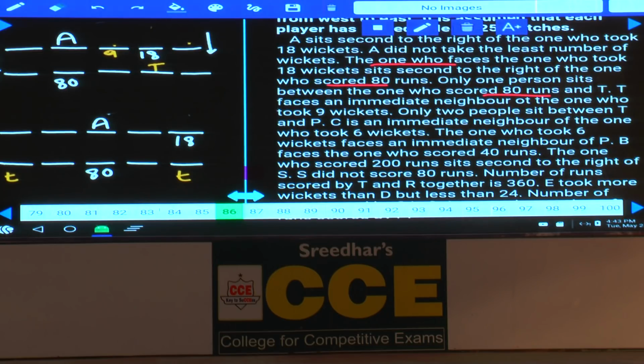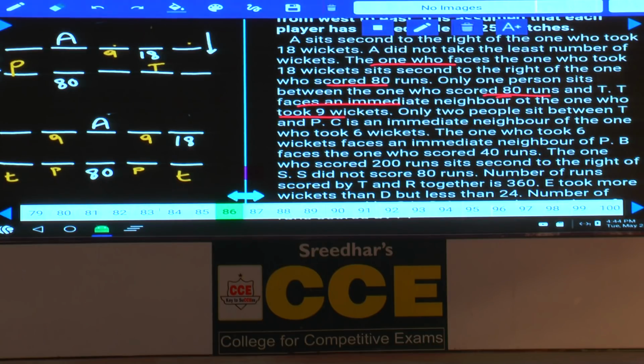Again coming to this one, now this T faces an immediate neighbor of the one who took 9 wickets. Now T faces the 1, hence 9 can be here. That is one possibility. Or if T is here, 9 can be here. There are different possibilities. And next one, only 2 people sit between T and P. As only 2 people sit between T and P, P is here. Now in this case, P can be either here or here.